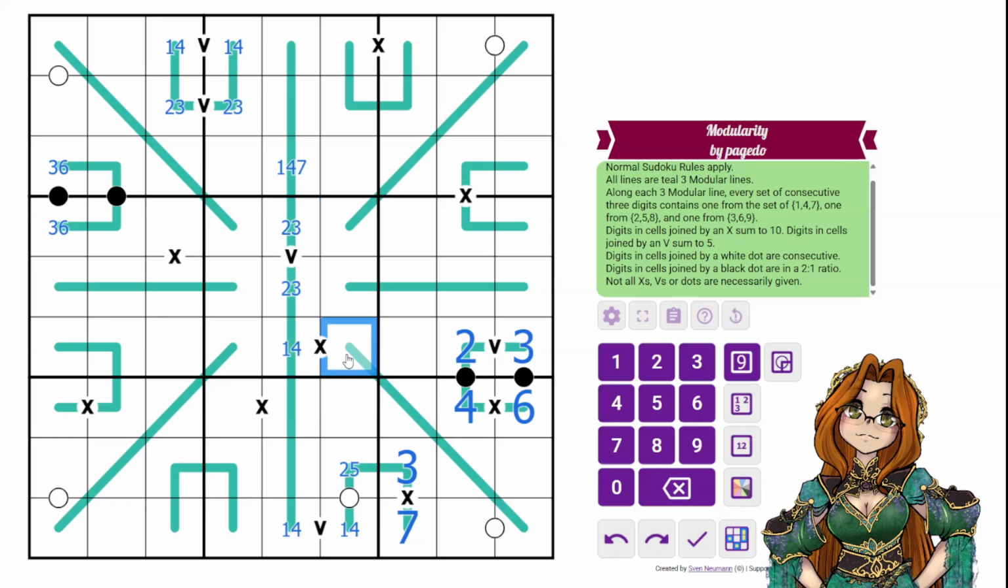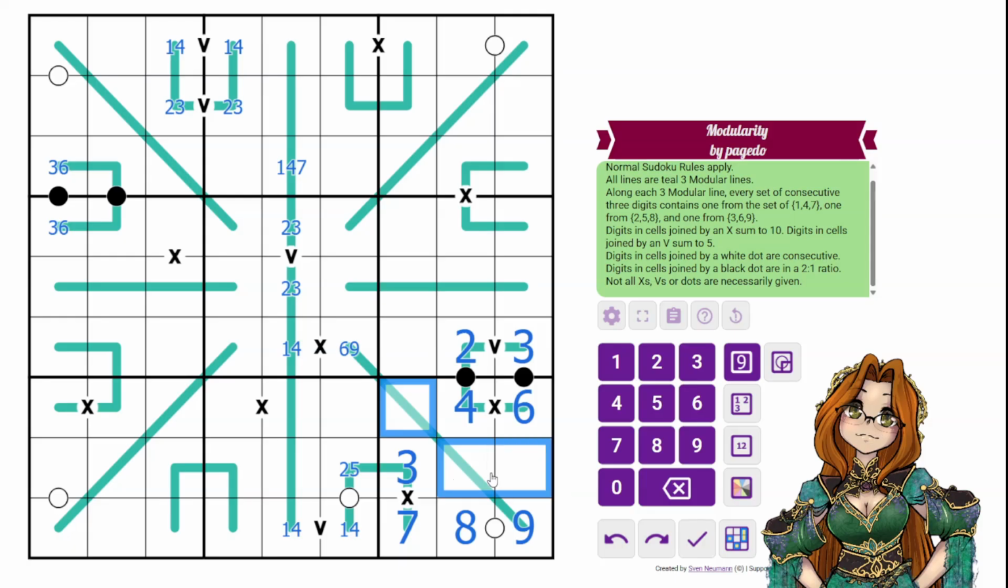4 plus 6 or 1 plus 9. And that means that this cell, and then also 1, 2, 3, this cell, are in the 3, 6, 9 mod group. And it already sees a 6 and a 3, so this has to be a 9, which is only consecutive with an 8. Lovely.